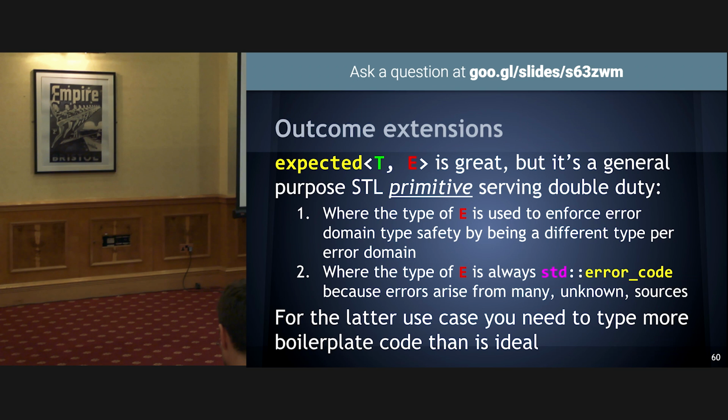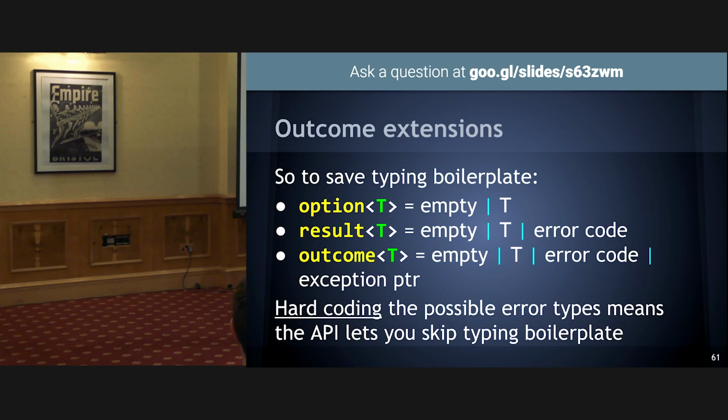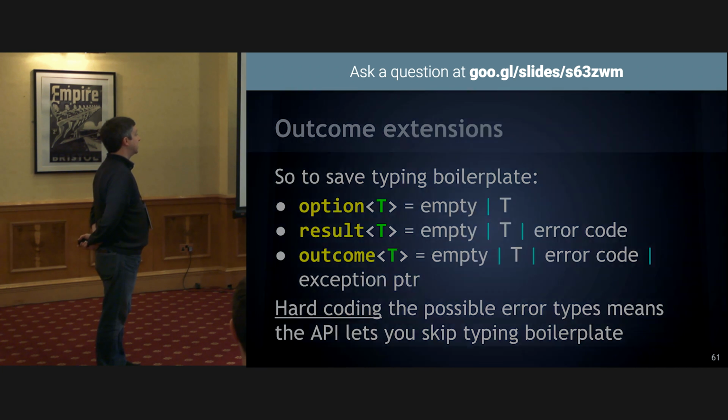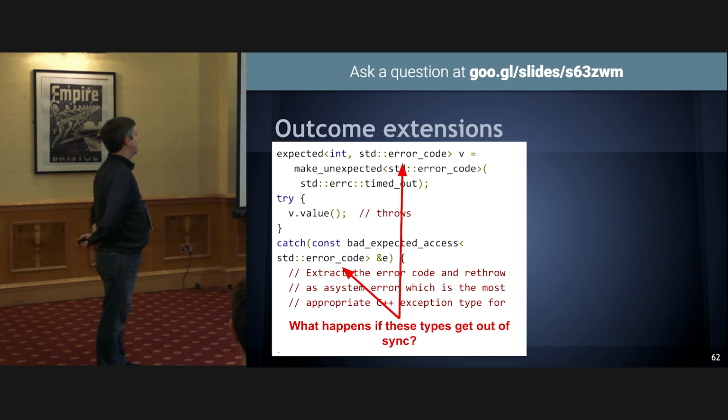Expected TE is able to do type-based error handling, so where you employ the type system to create type safety for the error code domains. But if you don't need to do that, if you don't care about that, then you have to type more boilerplate, and that's what exactly these extensions solve. So I have a formal empty state, which turns out to be really handy for making low latency construction. Hard coding the possible error types lets you skip boilerplate.